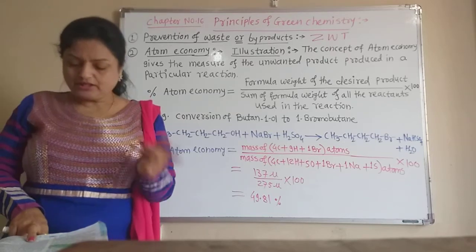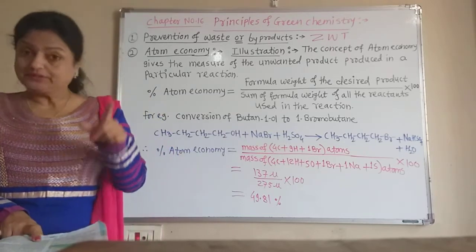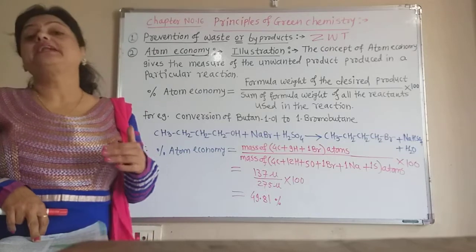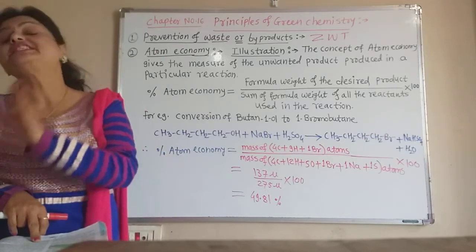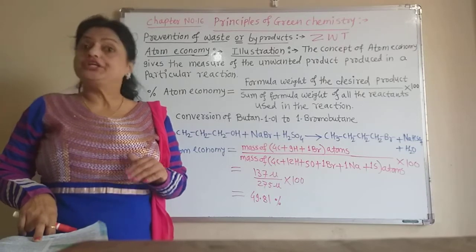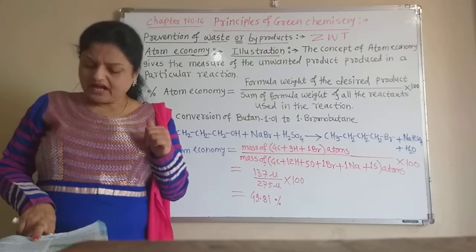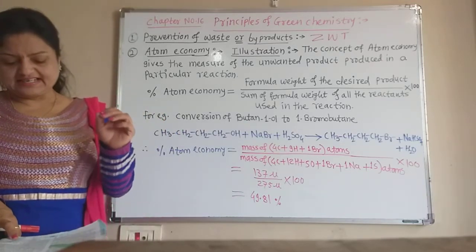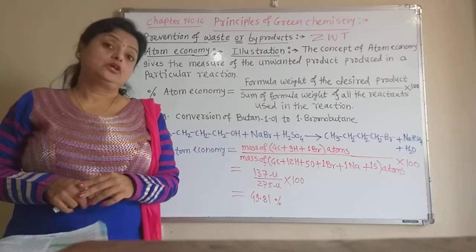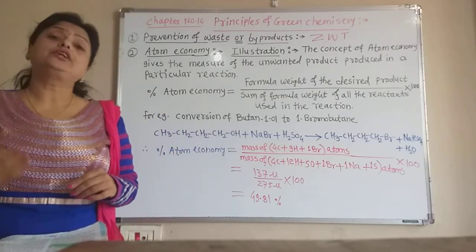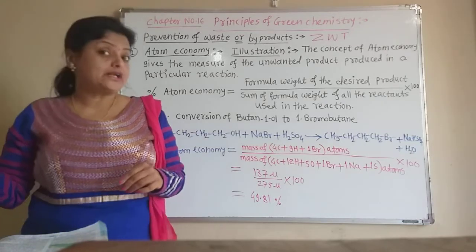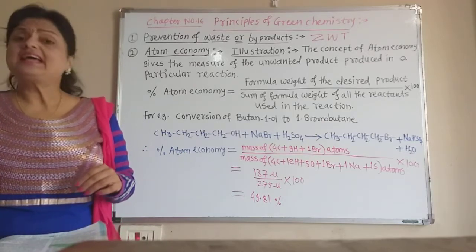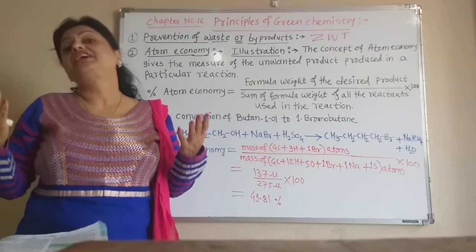Good atom economy means most of the atoms of the reactants are incorporated in the desired products. Most of the atoms of the reactants must be incorporated into the desired products. That is good atom economy. Now only small amounts of unwanted byproducts are formed, and hence there are fewer problems of waste disposal. So if we use the maximum of the atoms from the reactants in the desired products, a very small amount of waste material is formed, and there is no problem of waste disposal.